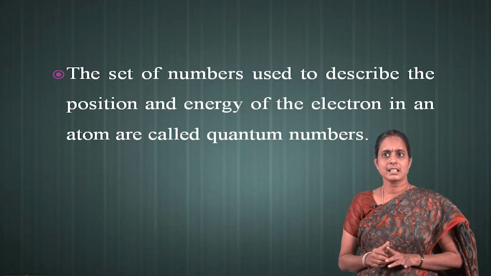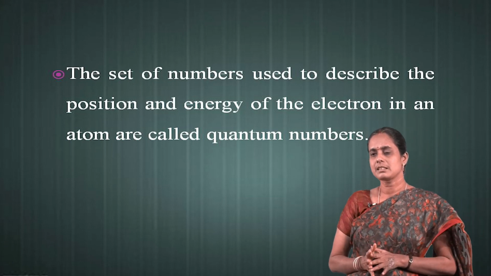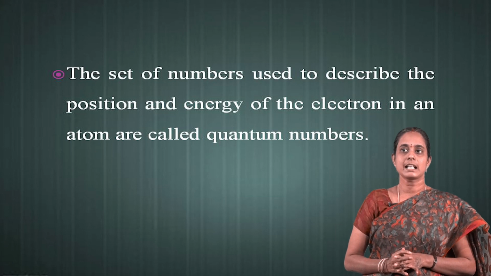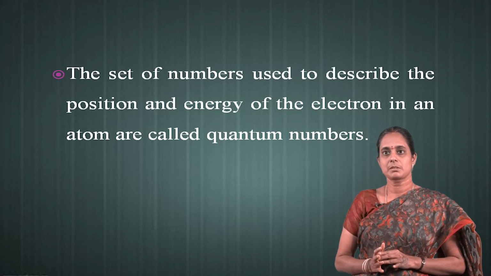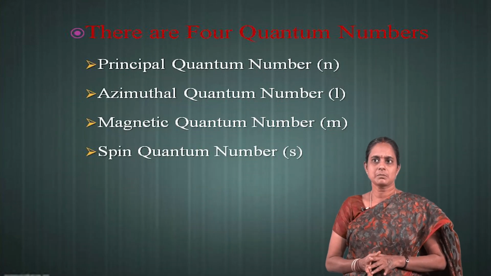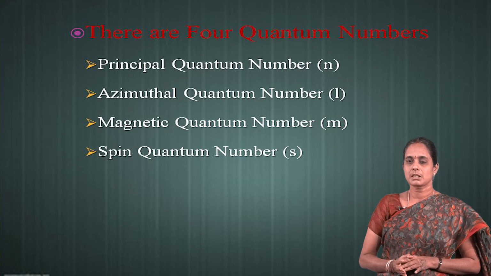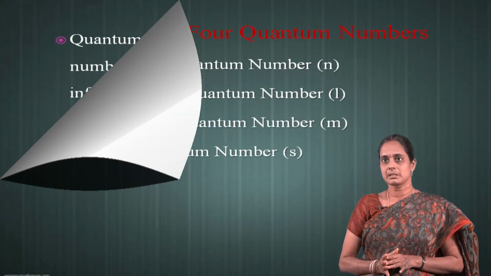So, now let us see the definition of quantum numbers. A set of numbers used to describe the position and energy of an electron in an atom are called quantum numbers. There are four quantum numbers: principal quantum number, azimuthal quantum number, magnetic quantum number and spin quantum number.